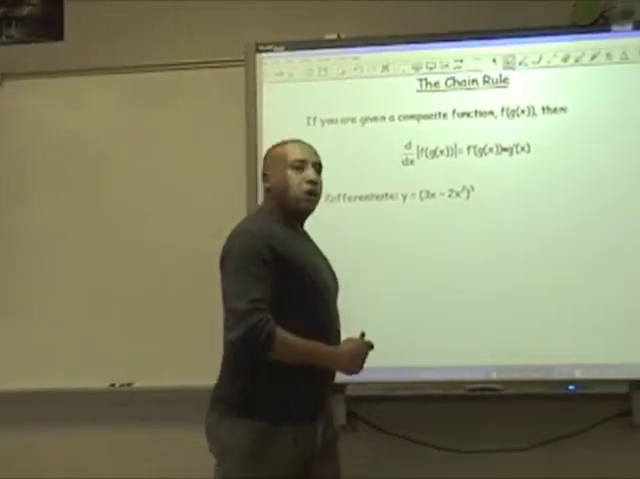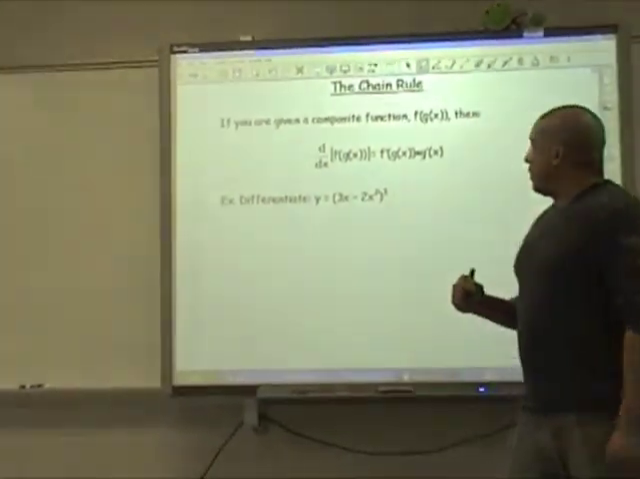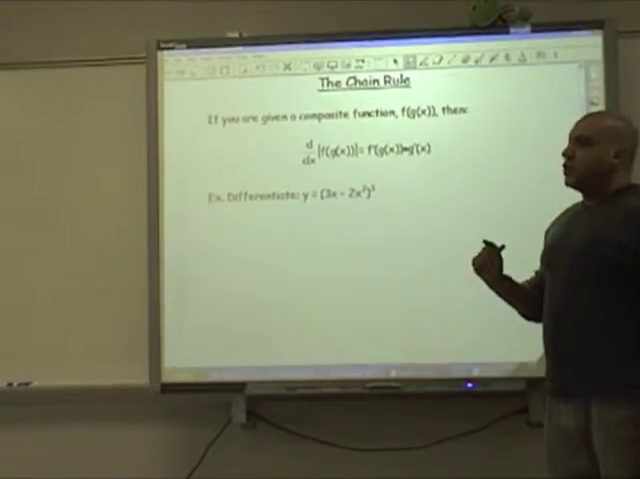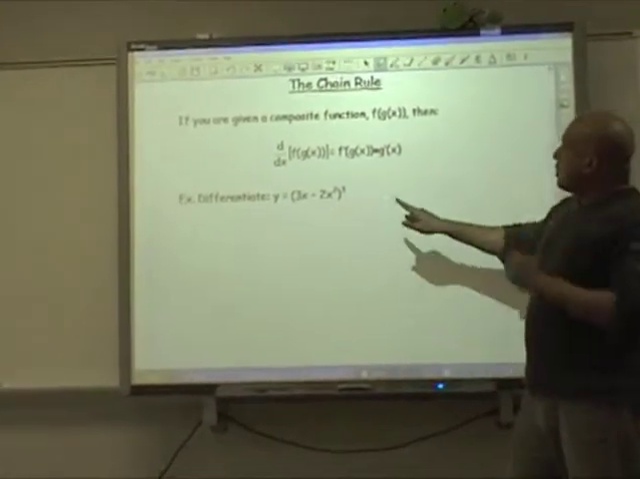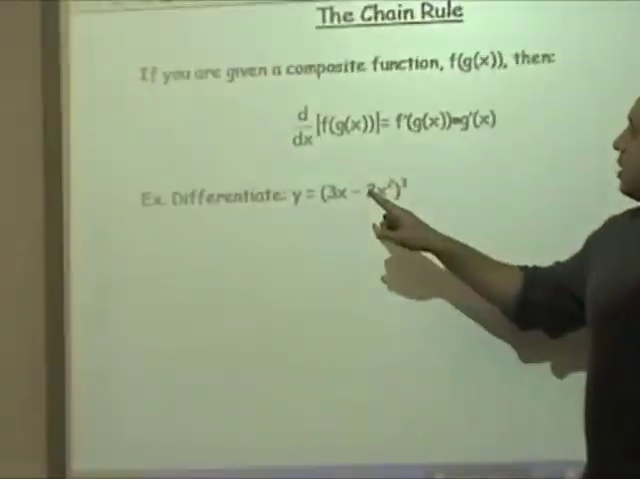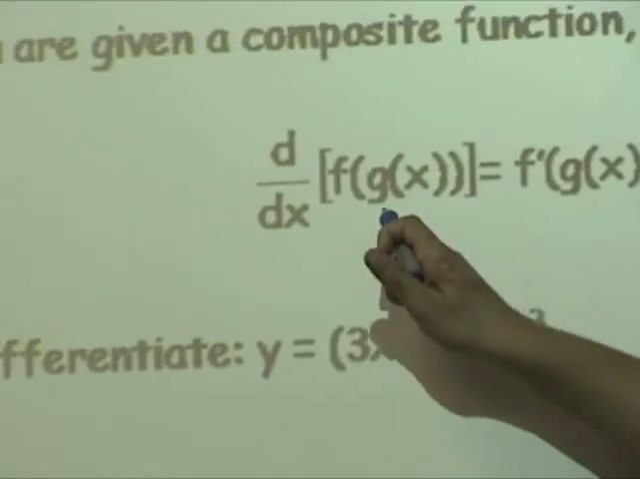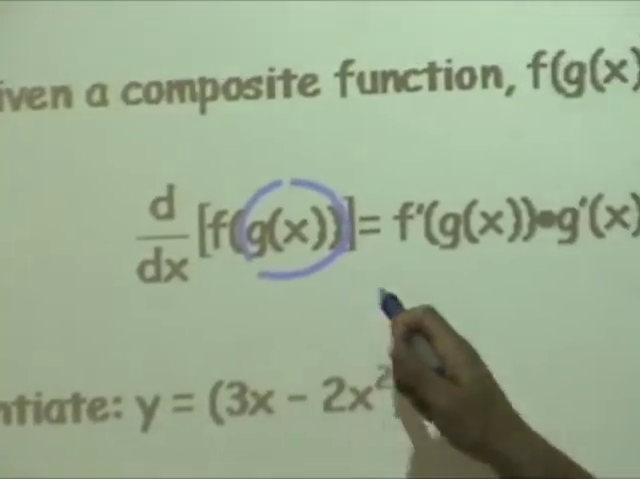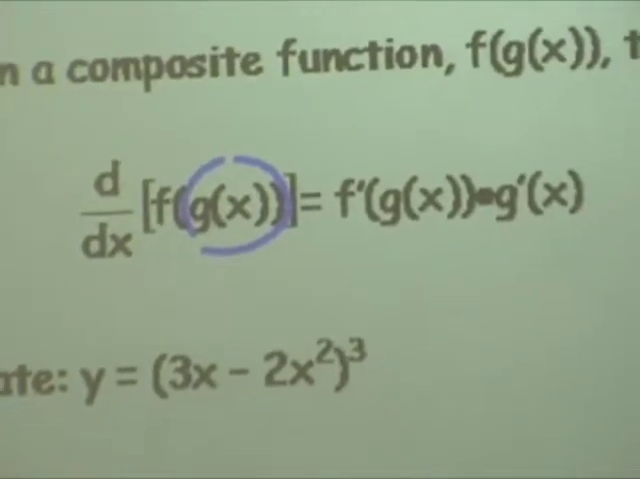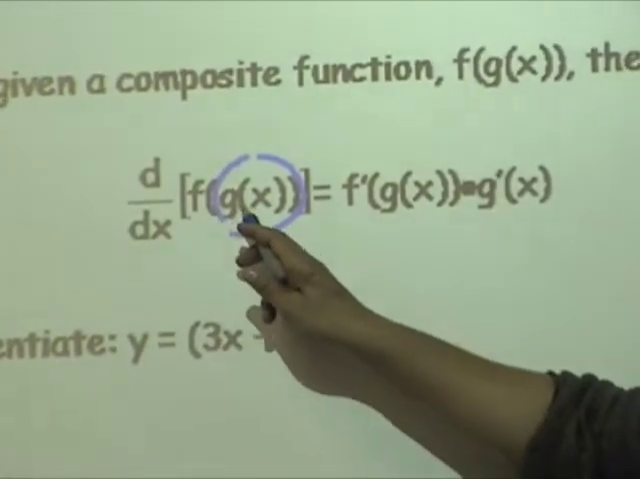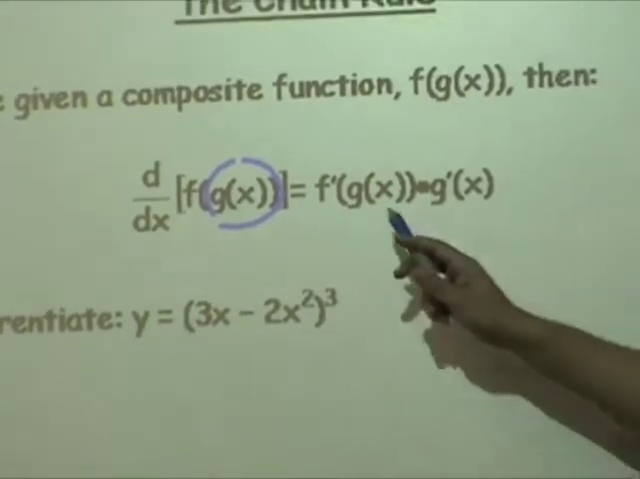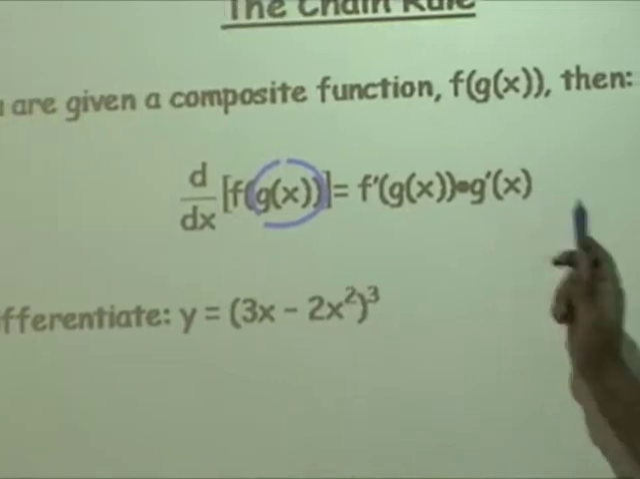Alright, chain rule is a way to differentiate composite functions. When we talk about composite functions, those are functions that happen to be inside other functions. So for example, if you see here, g of x is inside f of x. Well, the derivative of f of g of x is f prime of g of x times g prime of x.